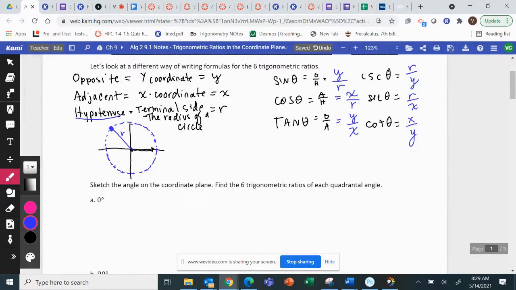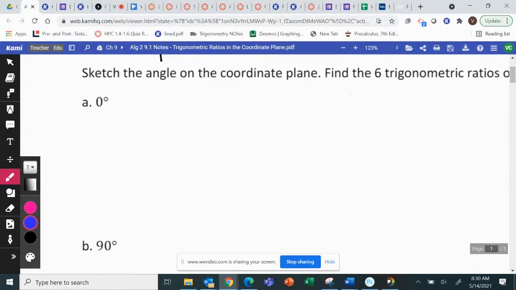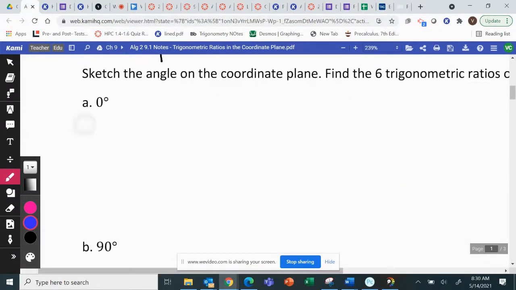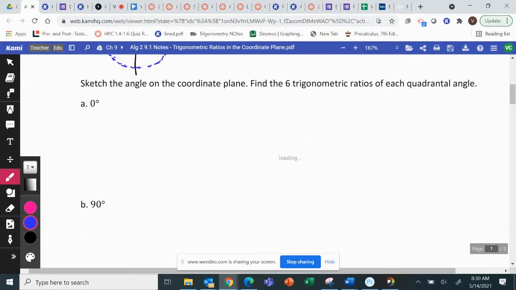Okay, so the reason why I just gave you these letters is so that we can answer the next 4 questions. If we weren't going to answer the next 4 questions, I'd probably never change the letters. But answering the next 4 questions, knowing the y, the x, and the radius is going to be very helpful. So what we're going to do is sketch on the coordinate plane the angle that's given. And then we're going to find the 6 trigonometric ratios of each. And there's a vocab word right here, which I'll tell you in a moment. Quadrantal angle. Each quadrantal angle.